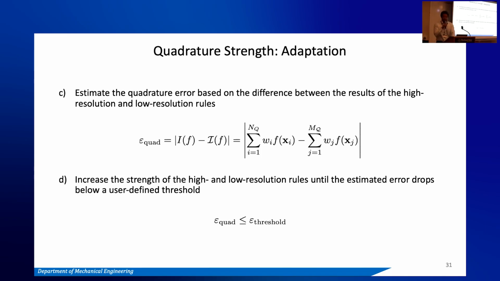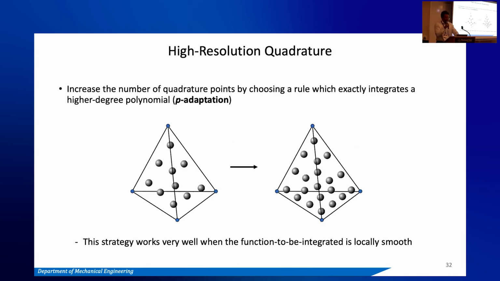So the question is, how do you construct, on simplices, your high degree or high resolution quadrature rules? Well, one is you can just increase the number of quadrature points by choosing a rule that integrates a higher degree polynomial. This is what we would call in finite element methods P adaptation. Just boost the ability to represent some function. So in this case, you're boosting your ability to integrate some function. This strategy works very well if your function is locally smooth. However, what if your function's not locally smooth, because it usually isn't?